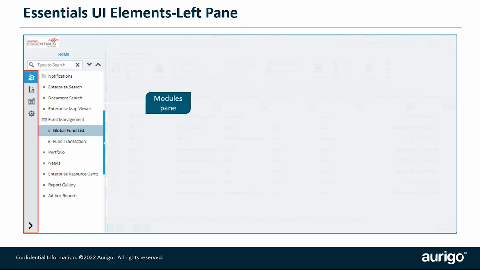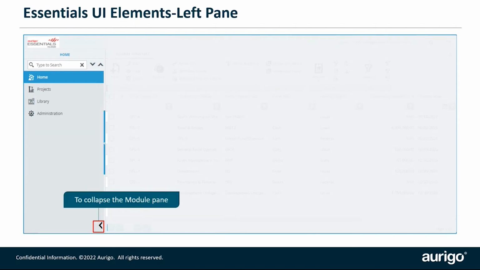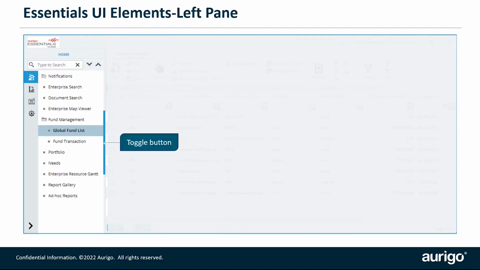You had the modules pane, which tells you about the different modules that you have access to. You also can expand the module pane to see the name of the modules and collapse it and start seeing the forms within each of those modules. This is how it looked. And you have the toggle button to completely collapse the left navigation tree to see more of the action pane, or you can pull it back to see the list of the forms available for you.